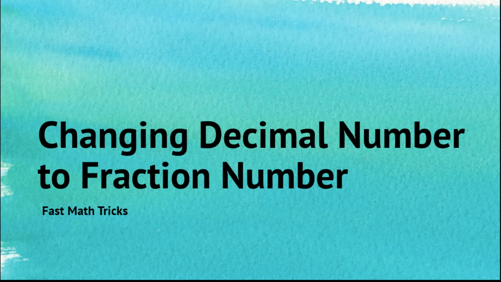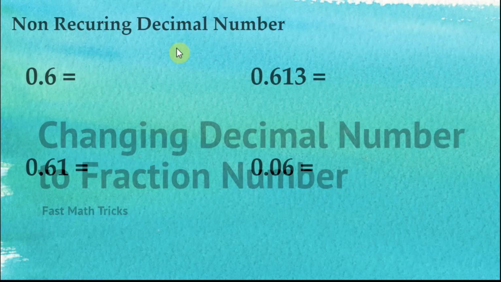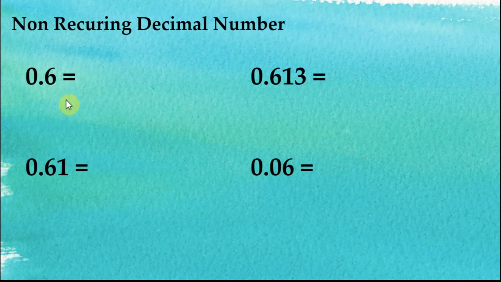In this video, I'm going to discuss how to change decimal numbers to a fraction number, be it non-recurring decimal numbers or recurring decimal numbers. Let's start with the easier one, the non-recurring decimal numbers. 0.6. If we would like to change this to a fraction number, that's easy. If we have one decimal place, then we divide these numbers by 10. So one decimal place, 10 here.